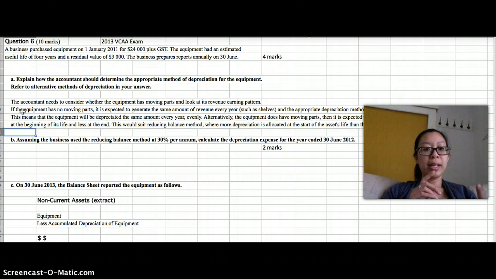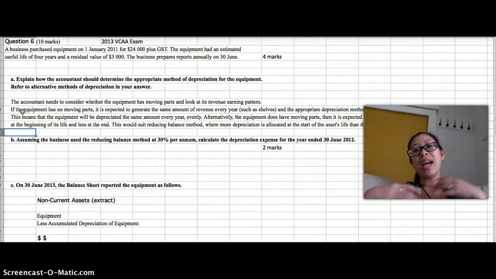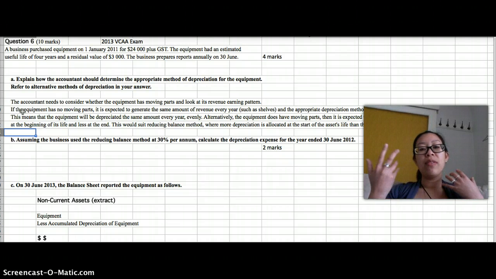So a lot of people last year when I was marking, they only talked about the way it generates revenue. It doesn't actually talk about how much depreciation is allocated. So each method has 2 points. You have to say straight line is suitable for assets that generate the same amount of revenue every year, and then go on to say that therefore it allocates the same amount of depreciation every year. Same with reducing balance. You talk about how it generates more revenue at the start of its life than the end, and therefore you need to allocate more depreciation at the start than the end.